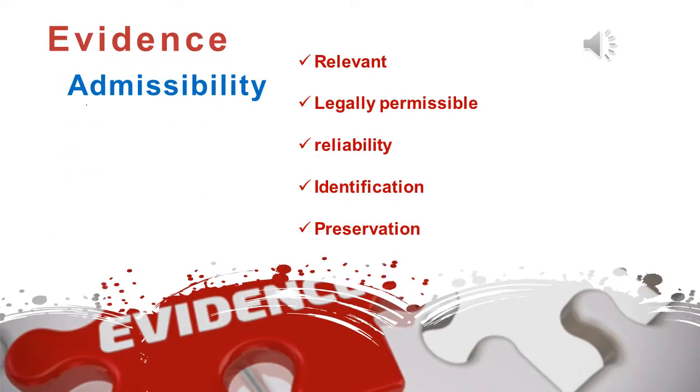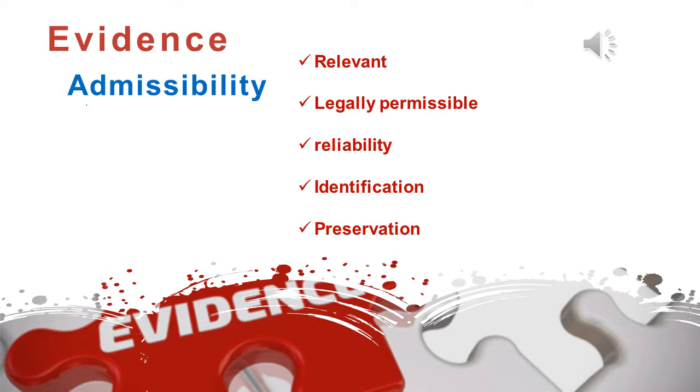Then we have evidence admissibility. To be admissible in a court of law, evidence must meet certain stringent requirements. The evidence must be relevant, legally permissible, reliable, properly identified, and properly preserved. The main points of these requirements are as stated here, which is relevant. The evidence is related to the crime in that it shows that the crime has been committed, and can provide information describing the crime, can provide information as to the perpetrator's motives, can verify what had occurred, and can fix the crime's time of occurrence.